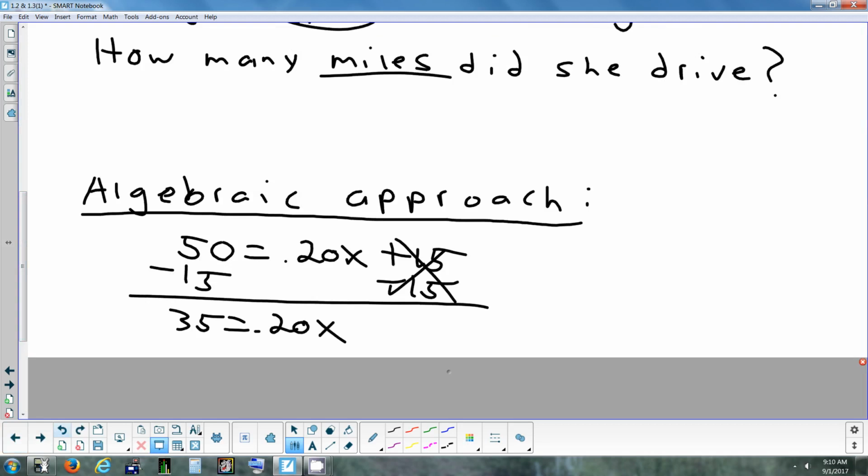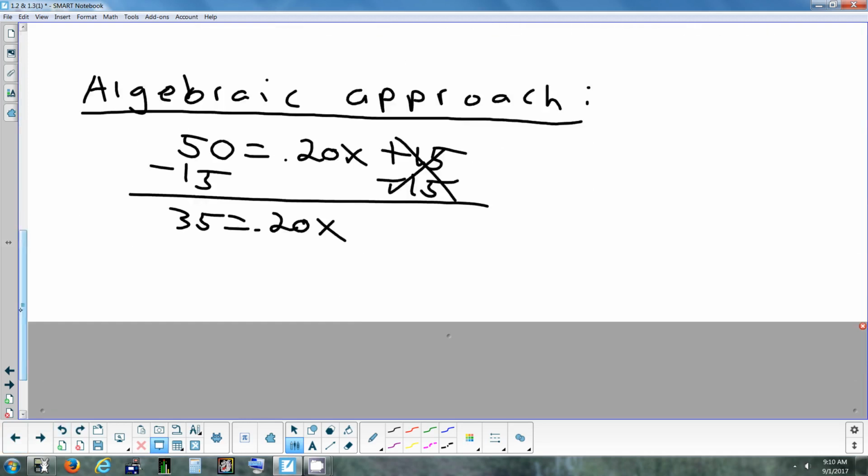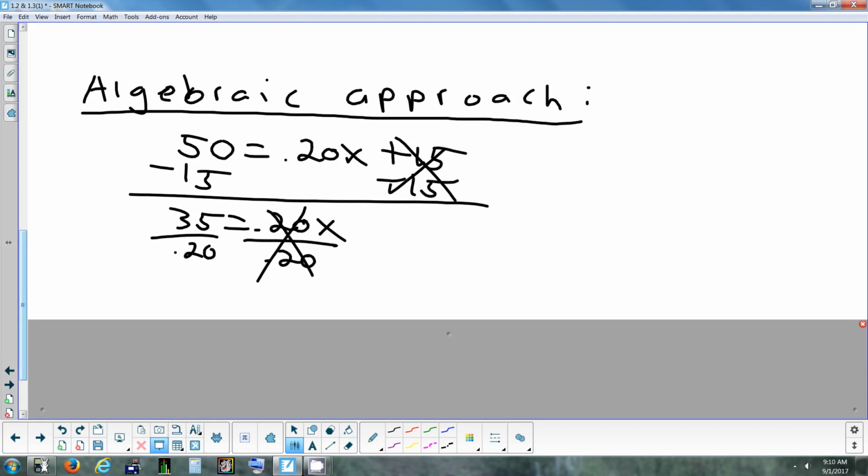And now dividing by 0.2, that's dividing by 1/5. What's dividing by 1/5 the same as doing? Leo? Multiply by 5. It's the same as multiplying by 5. Okay, so if you take 35 and multiply by 5, what do you got? 175.